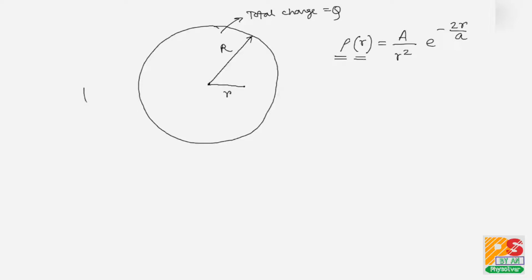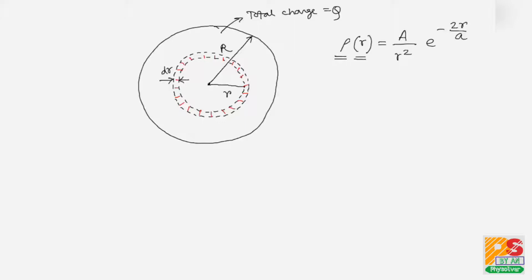Now we have to consider a spherical shell of radius r and thickness dr like this. So it has a thickness of dr. Therefore this is the spherical shell of radius r and thickness dr.